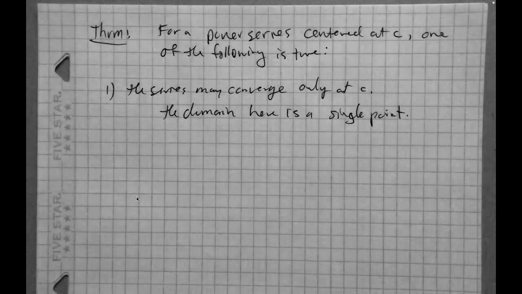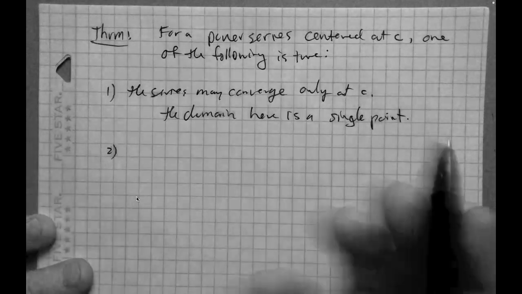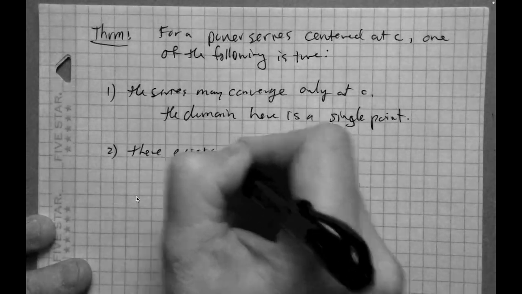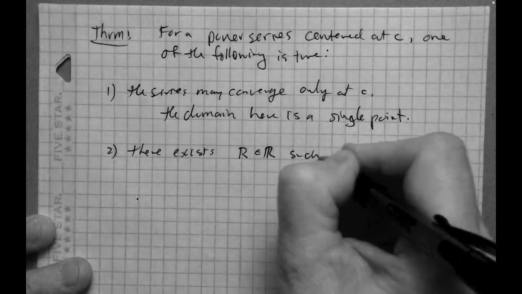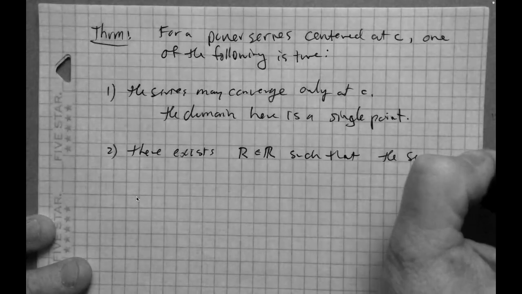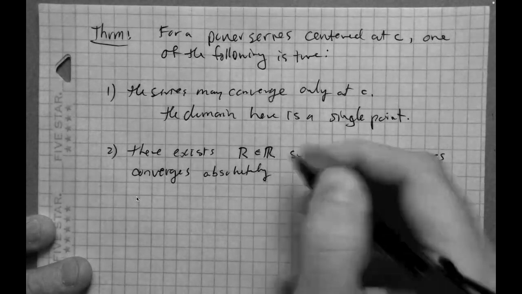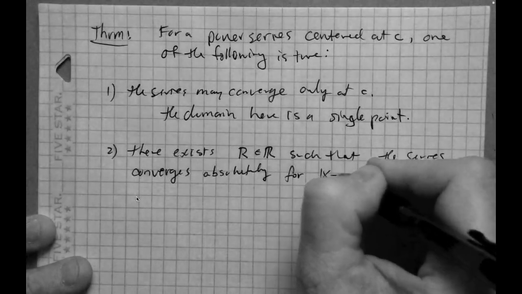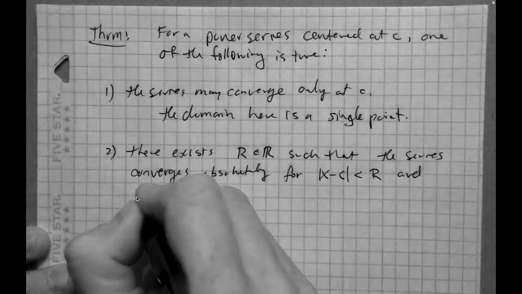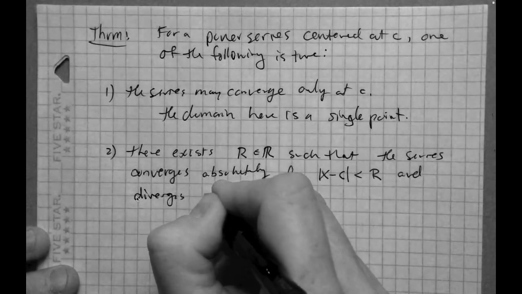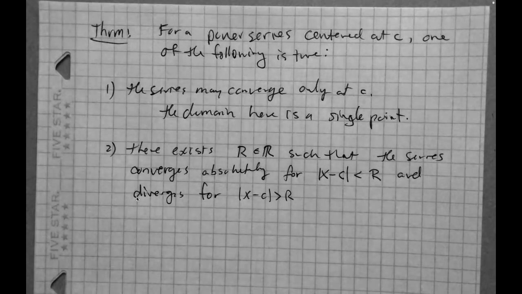Right, C, namely C. Okay, it's also possible that there's going to exist some R. The second possibility would be that there exists some R, a real number, such that the series converges absolutely for basically |x minus c| less than r, and would diverge outside of this, whenever |x minus c| is greater than r. Okay. All right, what does this mean, this |x minus c| less than r?